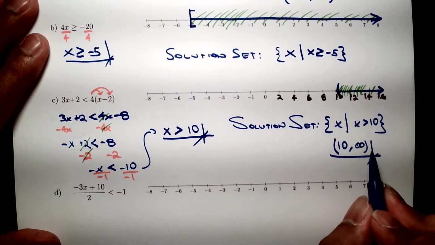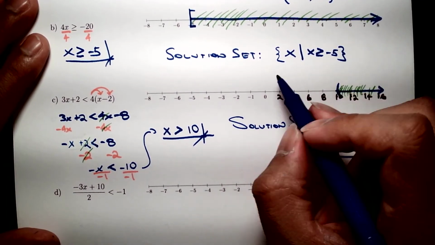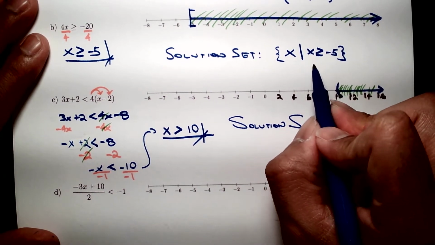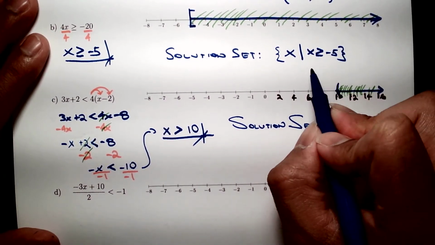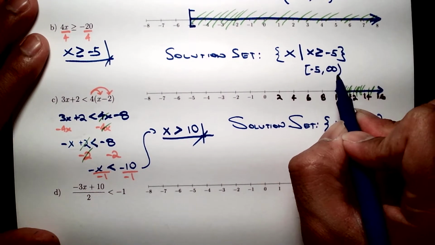And by the way, I forgot the interval notation for the previous one. So in this case, greater than or equal to -5. That's from -5 and on to positive infinity.